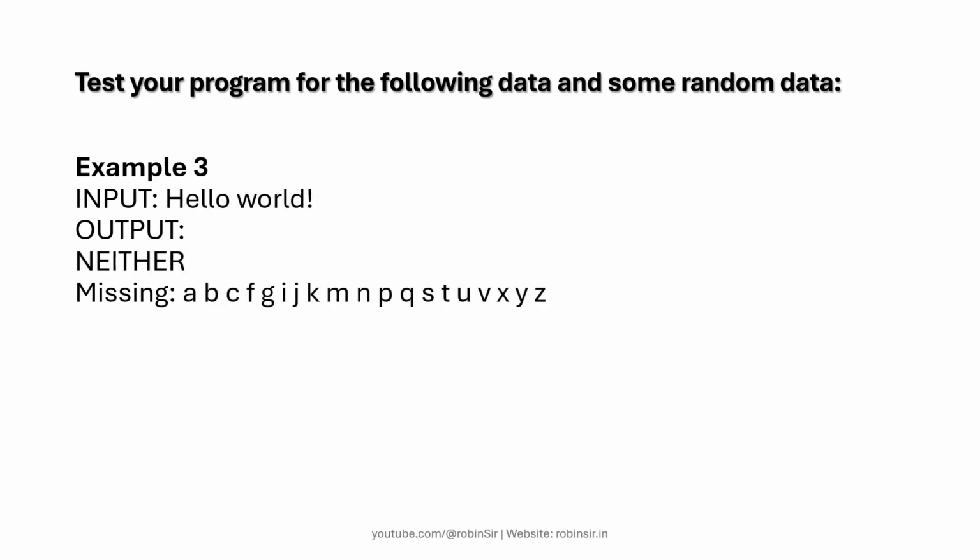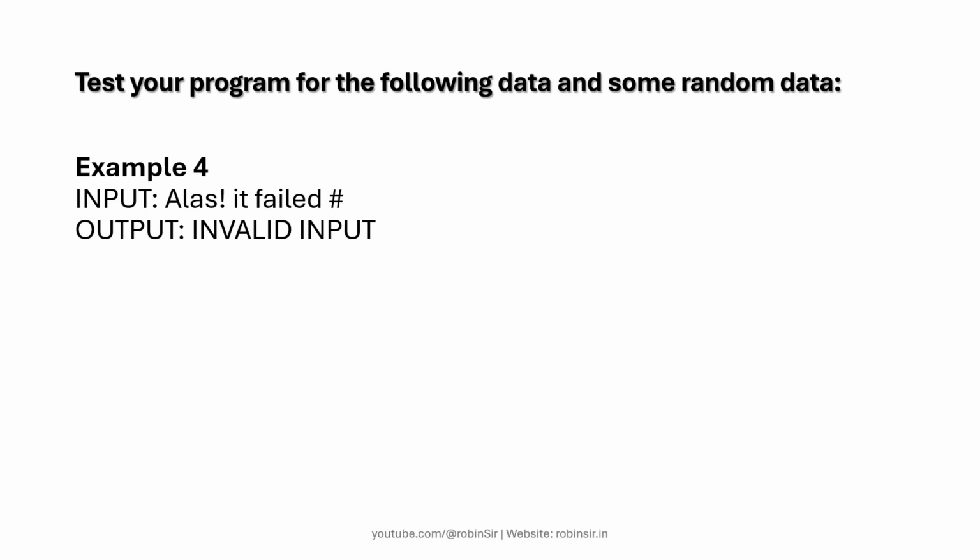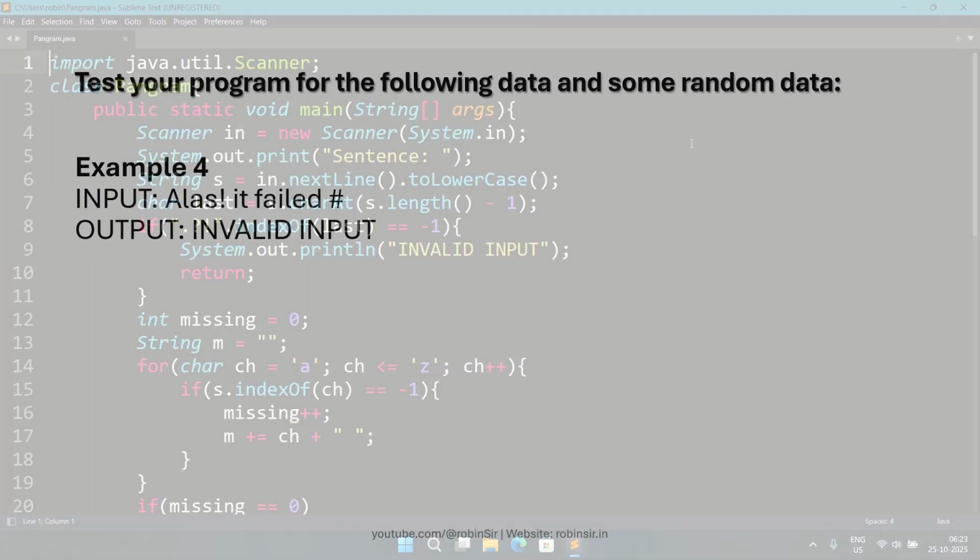In example 3, it is neither of the two. So it is neither a pangram nor a pangrammatic lipogram. Hello world. So we print neither and we also display all the letters that are missing. And finally, if the sentence is not terminating with a full stop, a question mark, or an exclamation mark, then we display invalid input. So that's the question. Let's now try to understand the program.